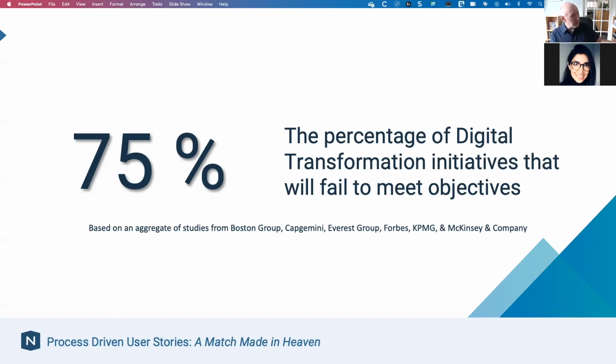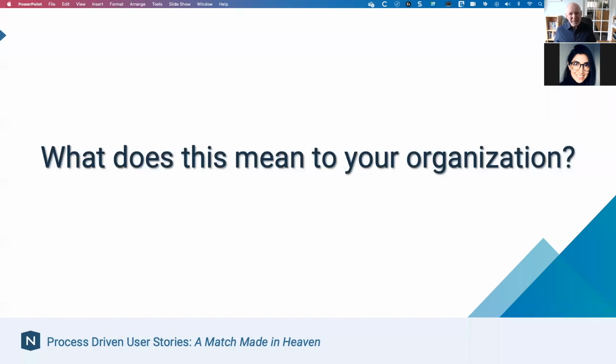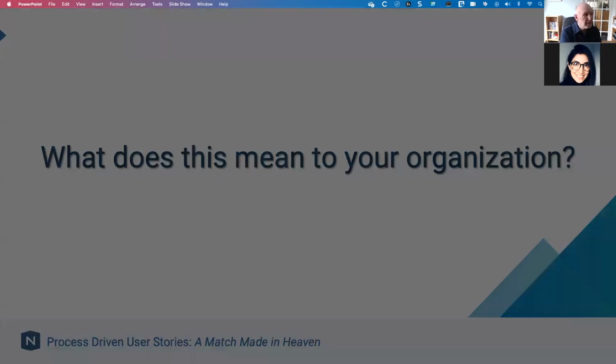I did a study, and I took an aggregate of studies from the Boston Group, Capgemini, the Everest Group, KPMG, McKinsey and Company, and basically 75% of digital transformation initiatives will fail to meet the business objectives. So what does this mean to your organization? I think it has a significant impact.